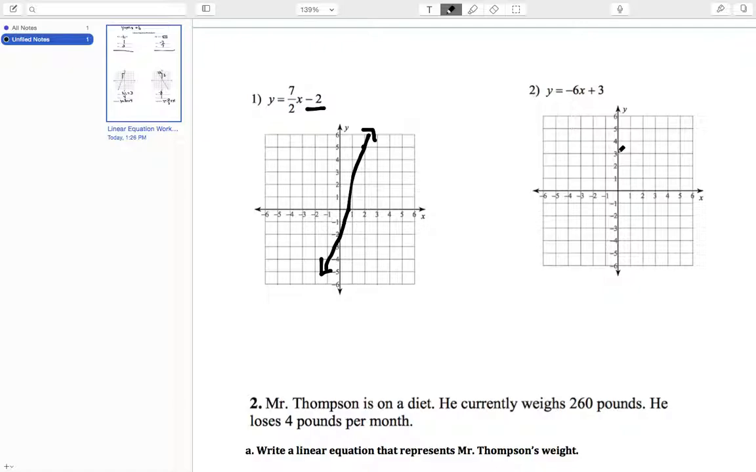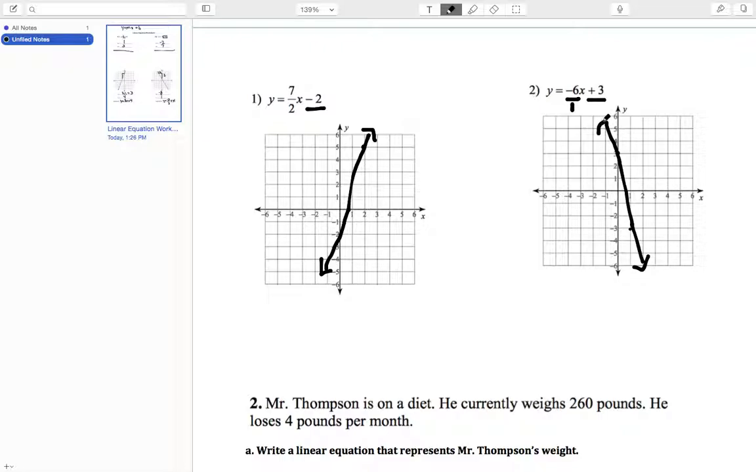Then you do your next one. You start with your b. You put a dot on the 3 because that's what your b or your y-intercept is. And then now this one's a negative 6. You always have to make your slope into a fraction. So for this one, I'm going to make it by putting it over 1. Because it's negative, I'm going to go down. So 1, 2, 3, 4, 5, 6. And I'm going to go over to the right 1. I draw my line.